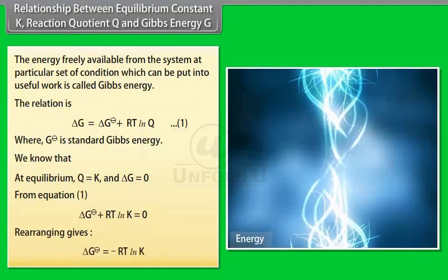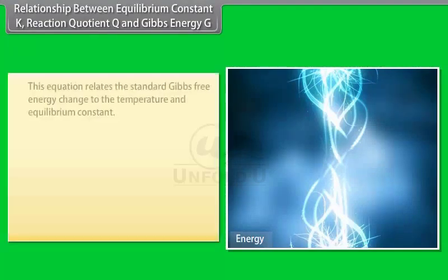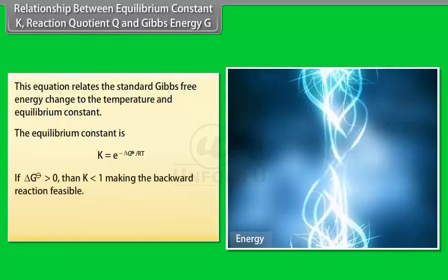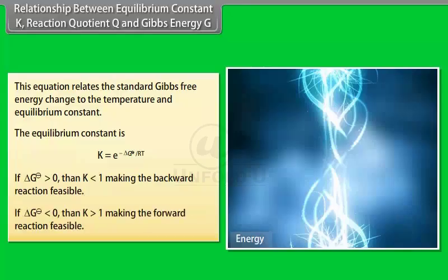Rearranging gives, this equation relates the standard Gibbs free energy change to the temperature and equilibrium constant. The equilibrium constant is, if the change in standard Gibbs free energy is greater than 0, then K is less than 1, making the backward reaction feasible. If the change in standard Gibbs free energy is less than 0, then K is greater than 1, making the forward reaction feasible. Factors affecting equilibria.